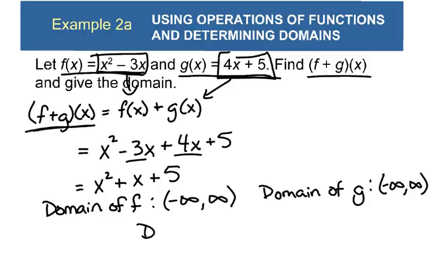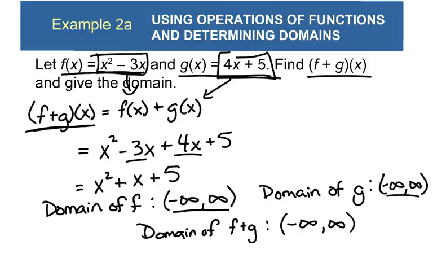Now, the domain of the two functions added together, the domain of f plus g, is this right here. It's the intersection of this and this, meaning the domain that they have in common with each other. So actually it's going to be the smallest domain. So the smallest, or the domain that they have in common with each other, since these two are the same, the domain for f plus g is also going to be the same.